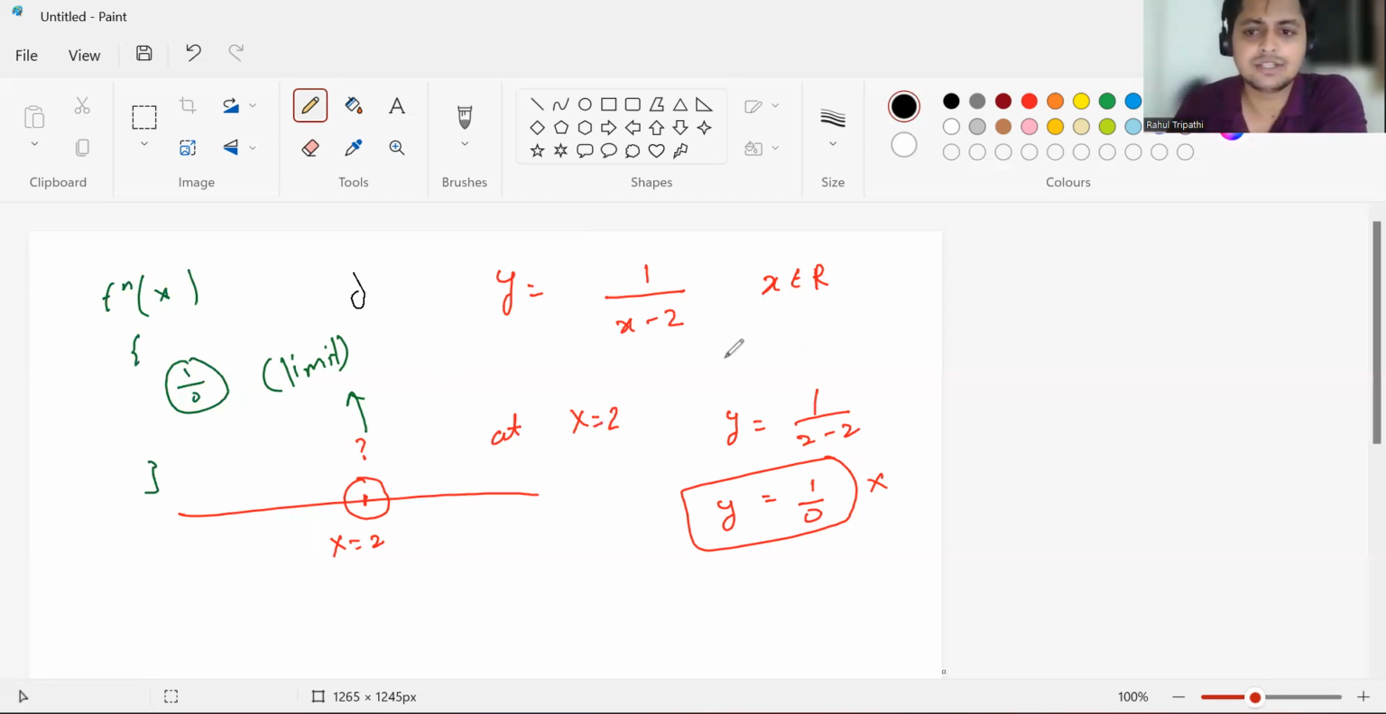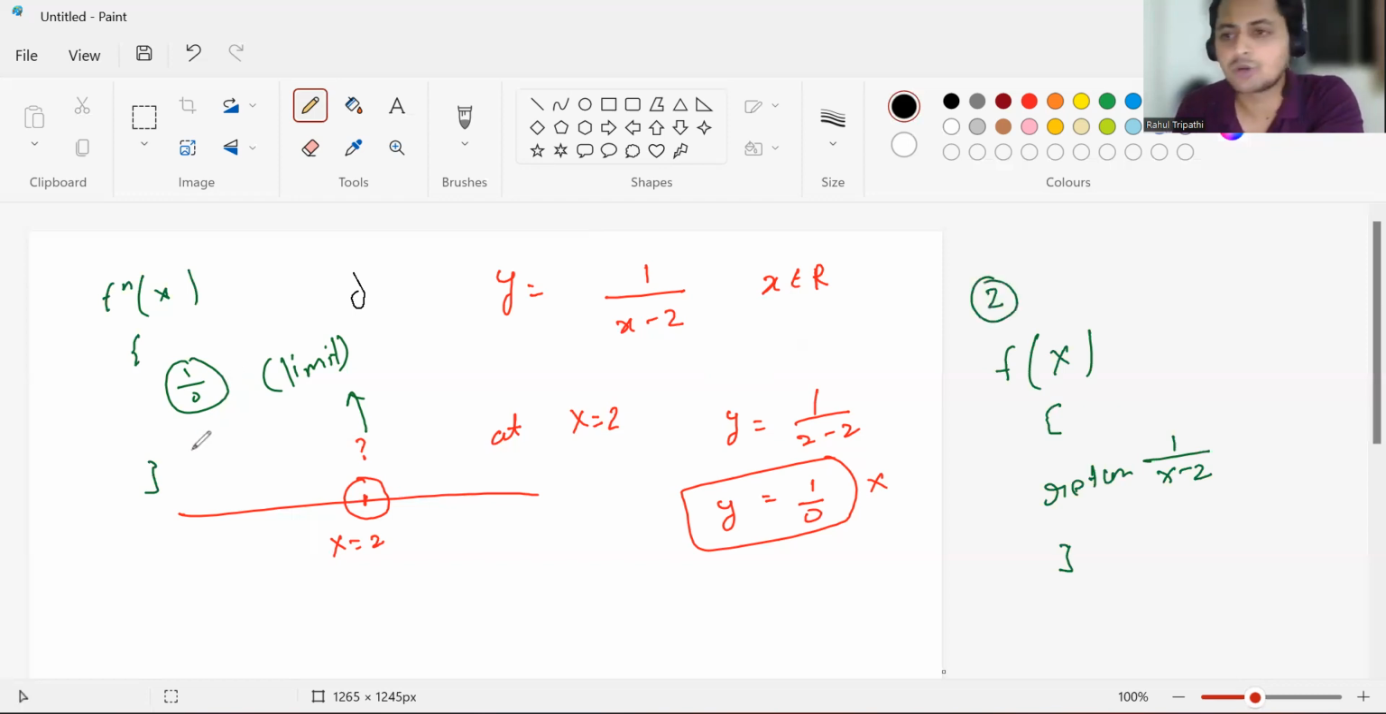For an example, if I'm implementing a function, and I'm passing input x, and here I'm returning 1 divided by x minus 2. In this case, if I pass 2, I will get the 1/0 problem. So how to solve this problem? Think. To solve it, we will use the concept of limit. In the next video, we are going to understand what is limit.